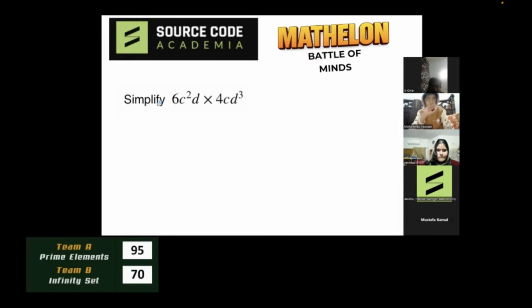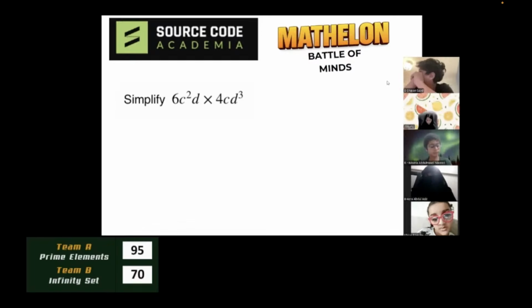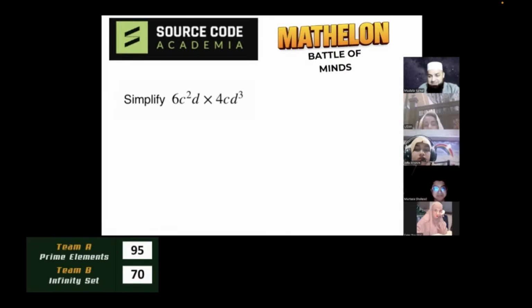You need to multiply 6 with 4 to get 24. C squared times c becomes c cubed. d squared into d cubed is equal to d to the power 4. That is the correct answer. All the questions were quite easy, but unfortunately, you were unable to respond quickly to this.